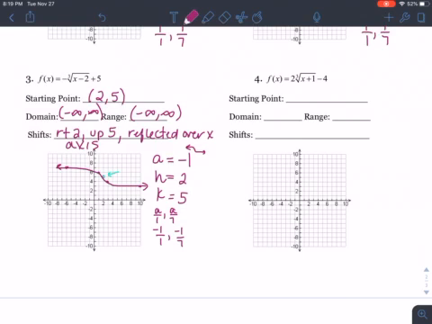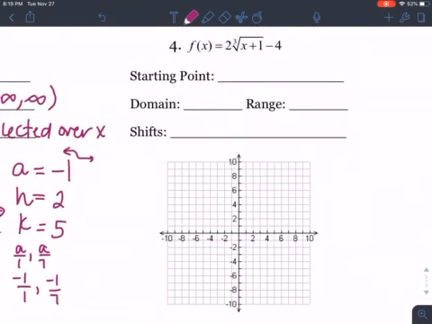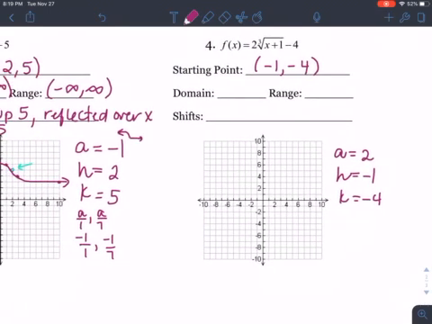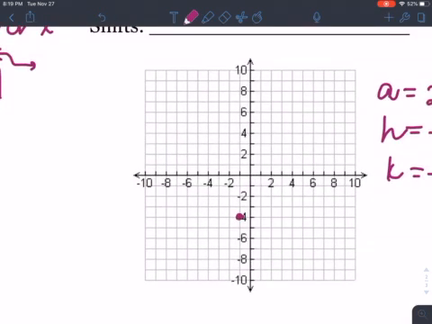Last one. Again, if you can pause it and try it together with your neighbor. If not, listen through me and we will do it together. So pause, see if you get it right. Otherwise, A equals 2, H equals -1, K equals -4. So my starting point is -1, -4. Sorry, you guys.